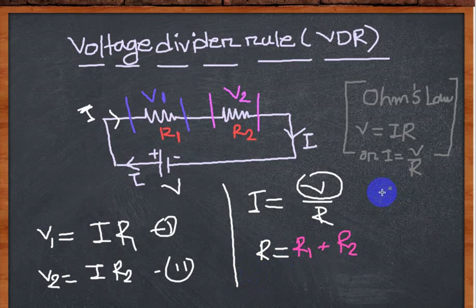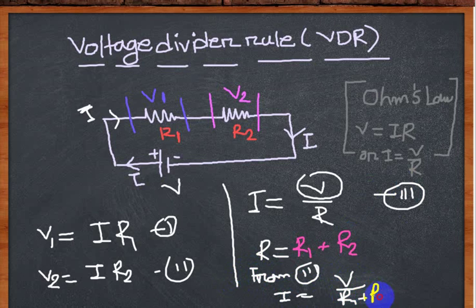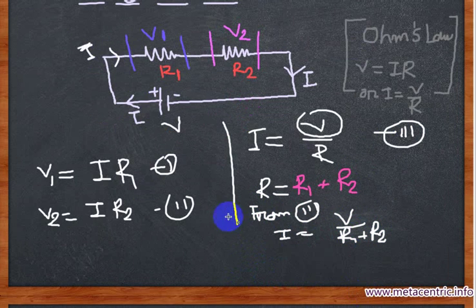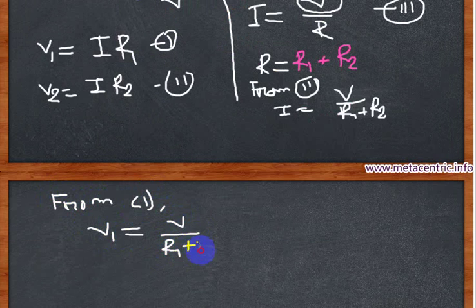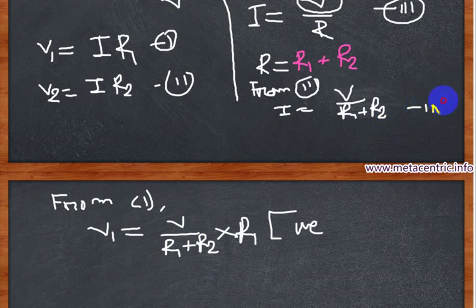Let us consider this is equation number 3. From equation 3, we have I equals V by R1 plus R2, right? Let's plug in the value of I into equation number 1 or equation number 2. From equation number 1, we can write V1 equals I, that means V divided by R1 plus R2, into R1. We got the value of I from equation 3, let us consider that this is equation number 4.